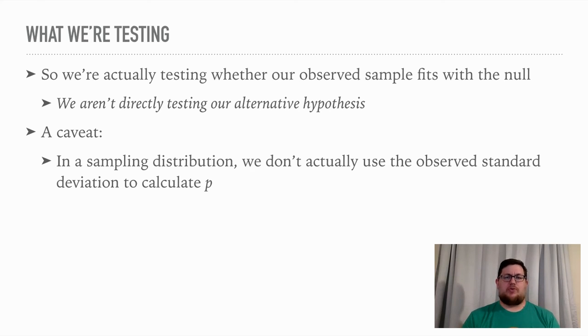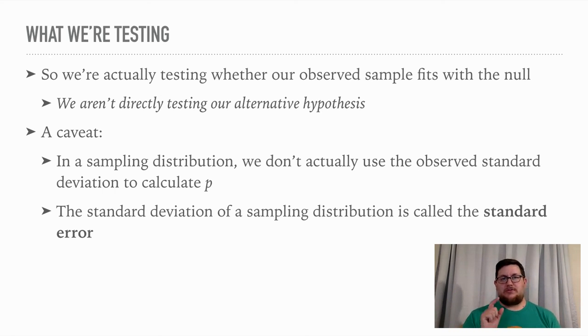In a sampling distribution, we don't actually use the observed standard deviation to calculate p. Okay? There's a good reason for this. The observed standard deviation is for that variable. But what we're trying to look at is that sampling distribution, not the distribution of that variable. The sampling distribution is going to be, again, if we took 10,000 samples and plotted whatever test statistic for each one of those samples, that's our sampling distribution. It's going to be normal. The standard deviation of that isn't the same thing as the standard deviation of the original variable.